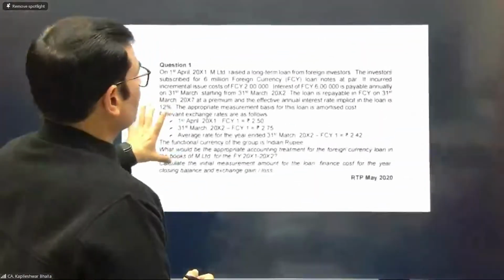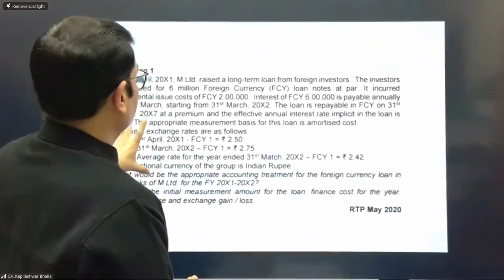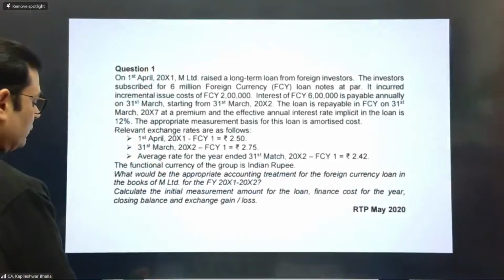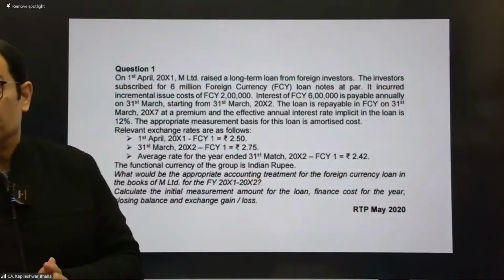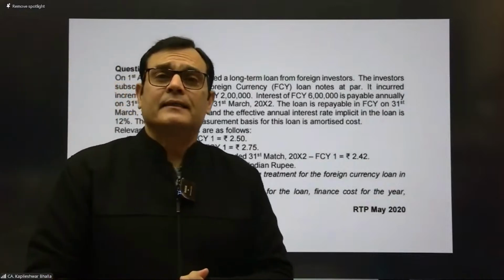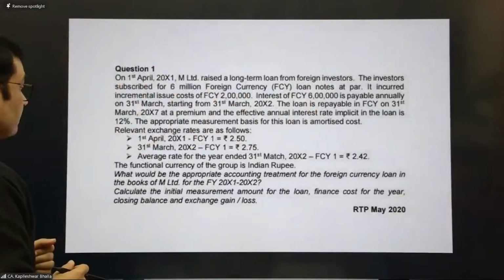So now I think let's do one thing. Let me just take you to an interesting question. There was a question which came in RTP, that is May 2020. So this was a question which came in RTP in May 2020, and I am now interested in doing this question as a part of the warm-up exercise. Let's read the question.